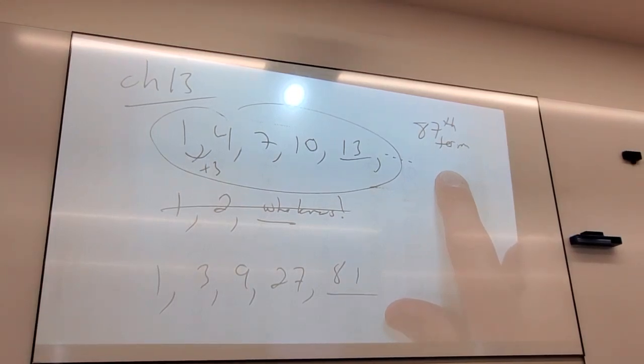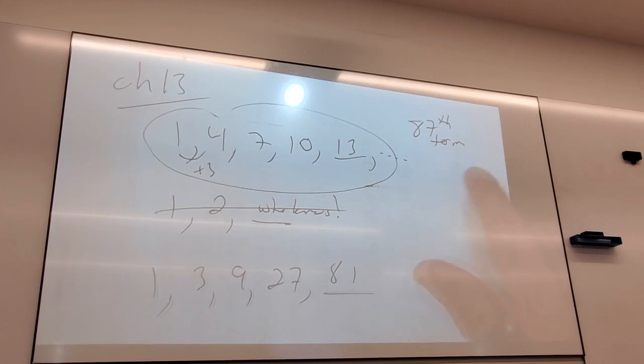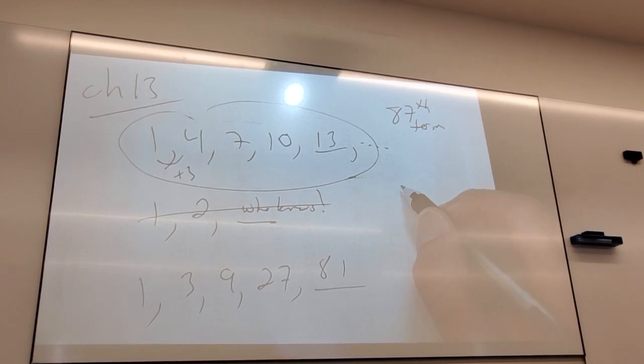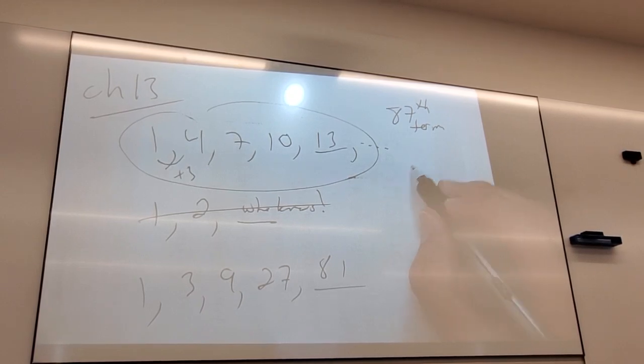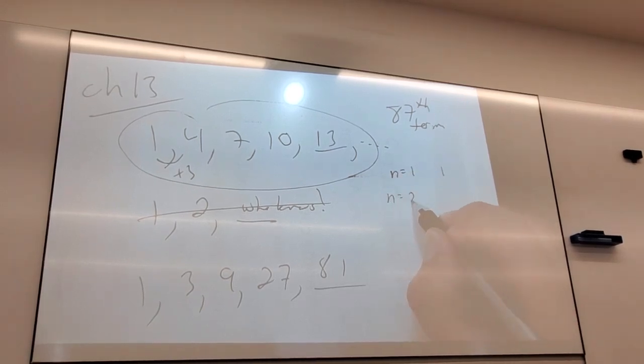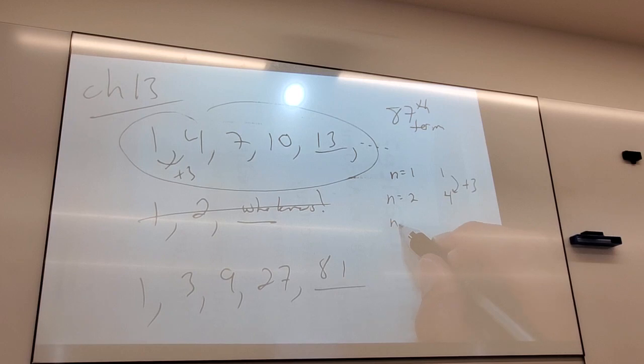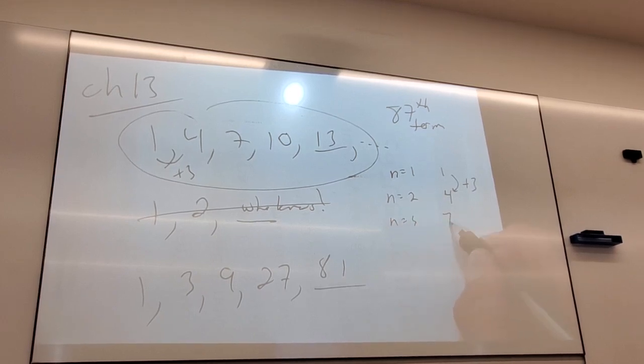Wouldn't it be 3x plus... Well, let's see. What do you guys think it would be? It's another x plus b. So let me help you out. What's the first term? 1. What's the second term? 4. I added 3, yes? What's the third term? 7. Didn't I add 2 threes to 1?